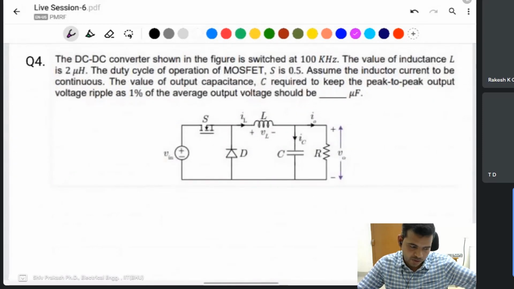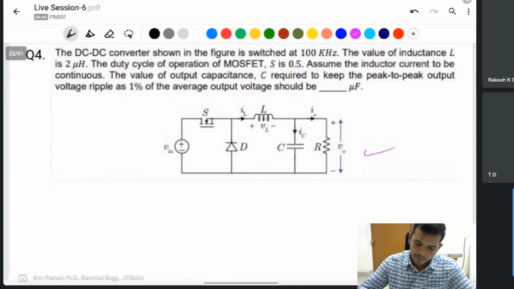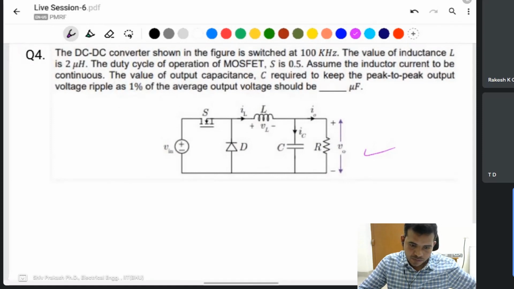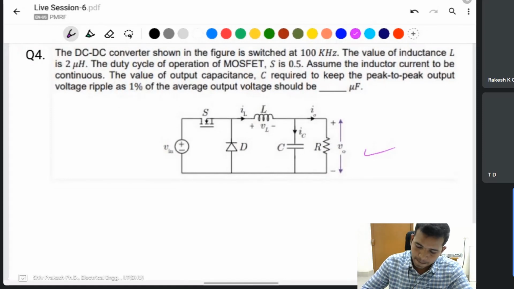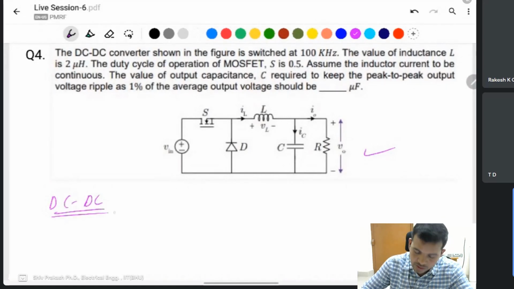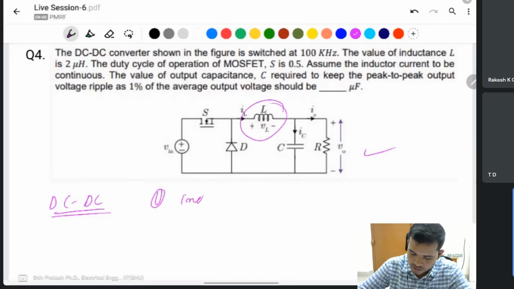I take one question related to the current assignment, a DC-DC converter, a buck converter. So it is the buck converter. In any DC-DC converter, two or three things are most important. First one is an inductor. The inductor will be present. Second one is a capacitor.